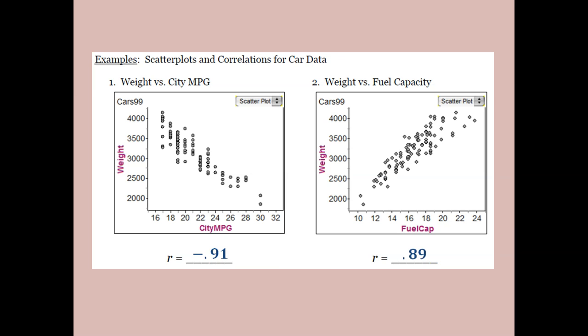That's what's going on in number 2 as well, except that it's positive. Weight versus fuel capacity, we said we expected that to be positive. It certainly looks like that's what we're getting. The correlation's 0.89, pretty close to 1. And if you look at that scatter plot, it's pretty clear where the best fit line would go and that it would be increasing from left to right.